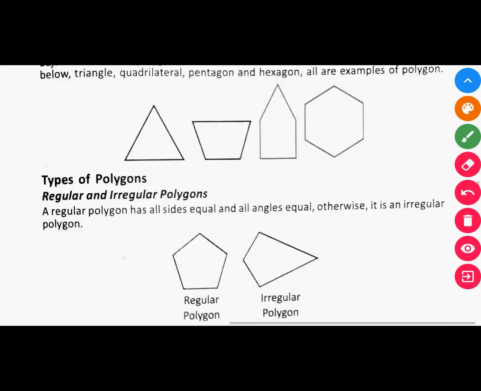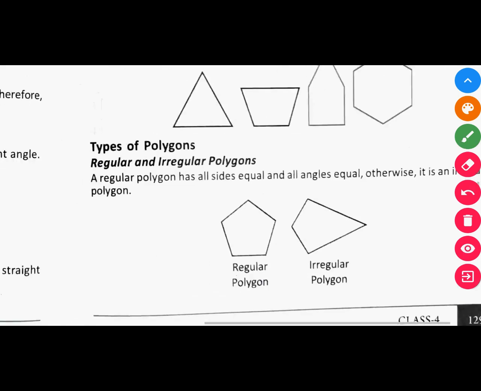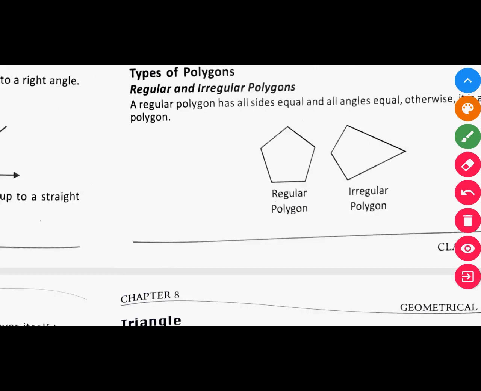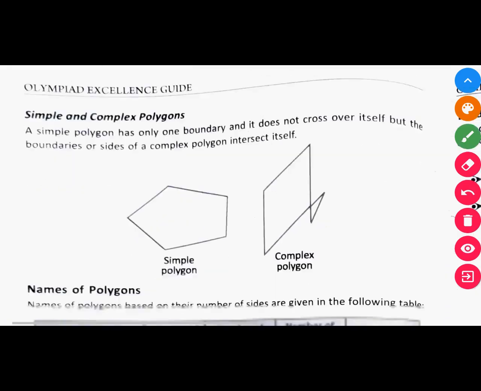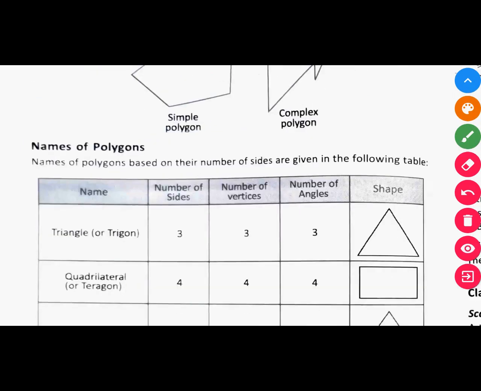Poly means many. Okay. So again, polygons are also regular, irregular. If all the sides are of equal length, or there is some pattern in it, it is known as regular. If there is no pattern in it, it is irregular. Simple, complex. A simple polygon has only one boundary and it does not cross over itself like this. Here the line segments are crossing over each other, so it is a complex figure. And this is the simple one.